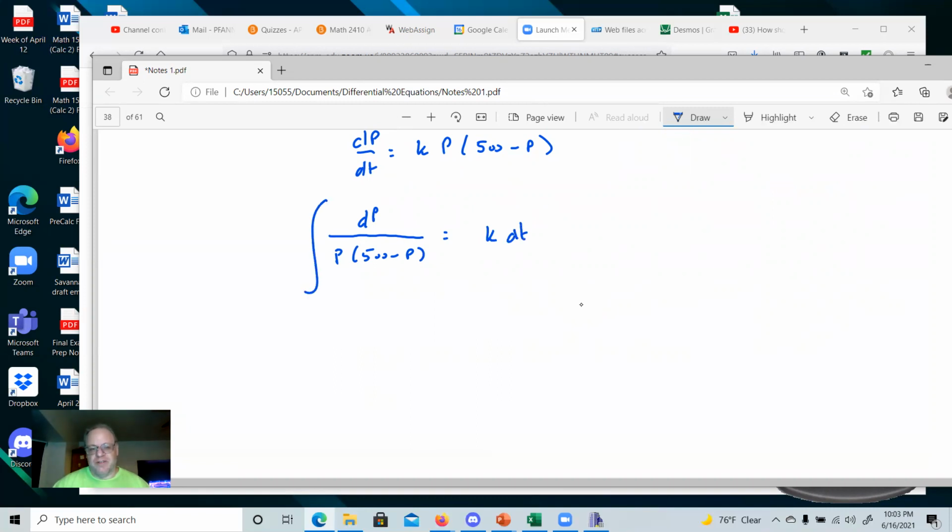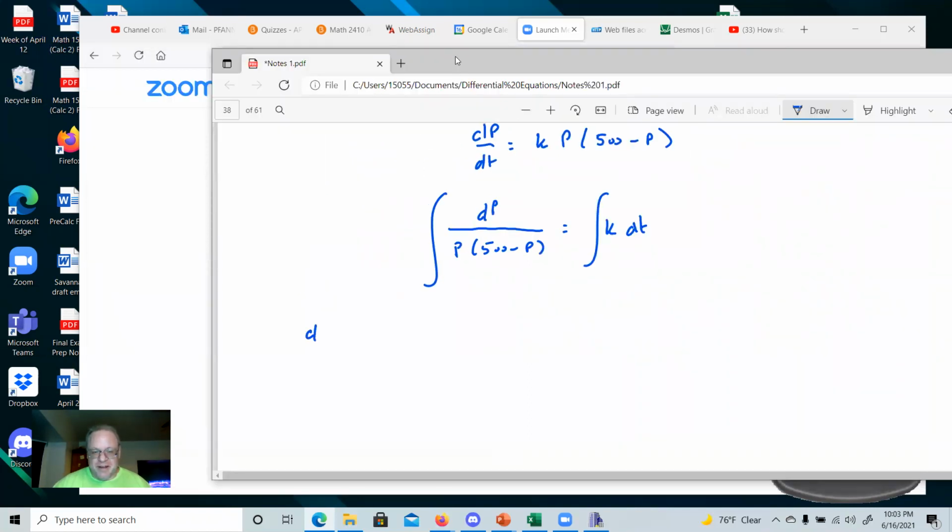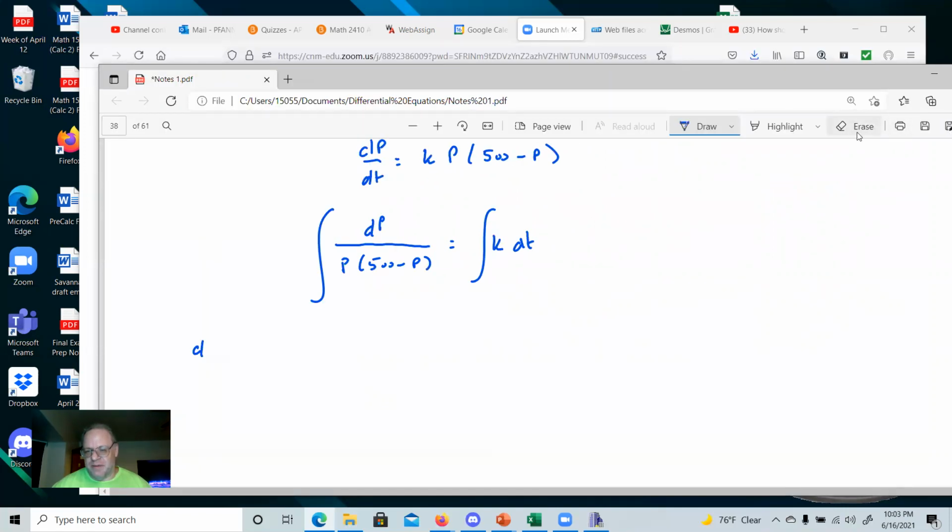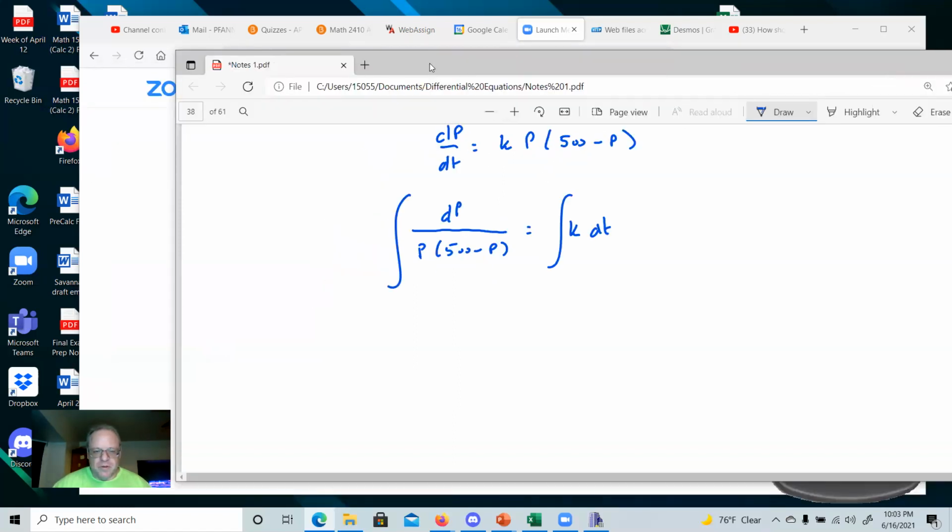So we have to integrate both sides. Partial fractions, right? So let's go ahead and do a sidebar and deal with our partial fractions. It's not really going to be that bad. I'm going to replace this with 1, because we could factor out the dP for a moment. So we'll just have 1 over P(500 minus P) is equal to A over P plus B over 500 minus P. So that's going to be A(500 minus P) plus BP is equal to 1.